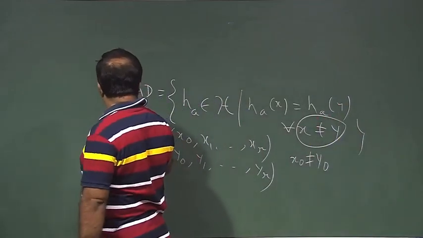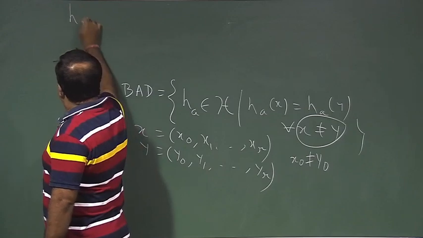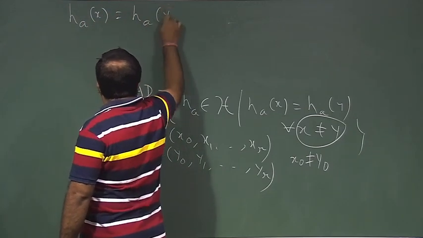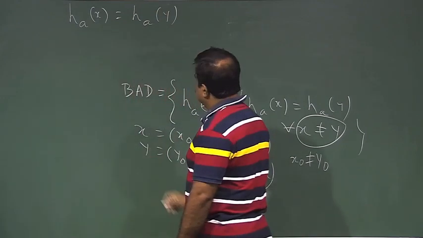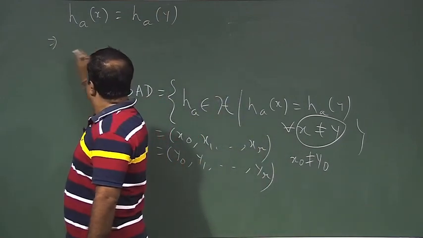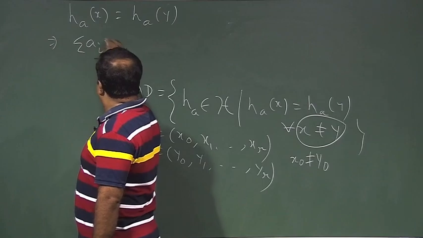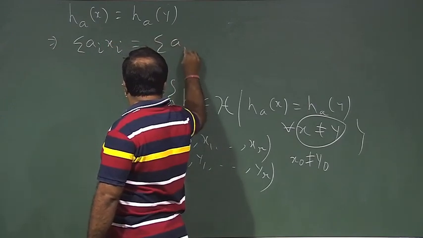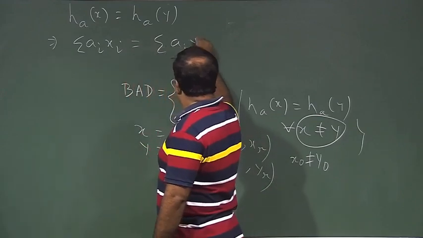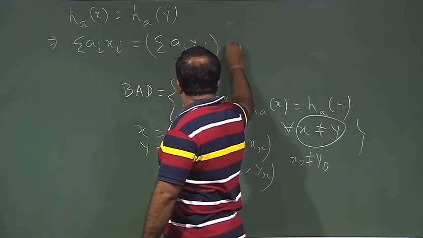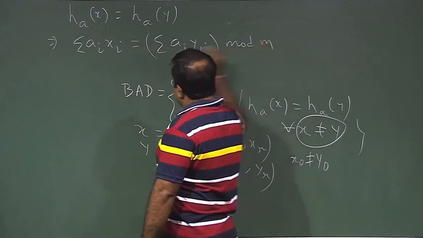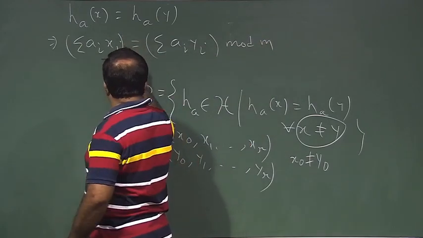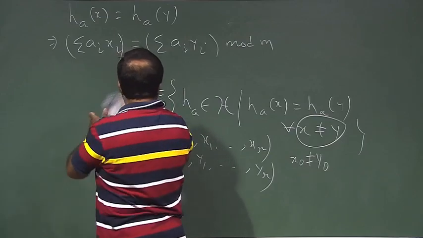So we actually want to find out the cardinality of this. So, h of a x equal to h of a y. Okay, so this implies summation of a i x i is equal to summation of a i y i, mod n, and this is also mod m.